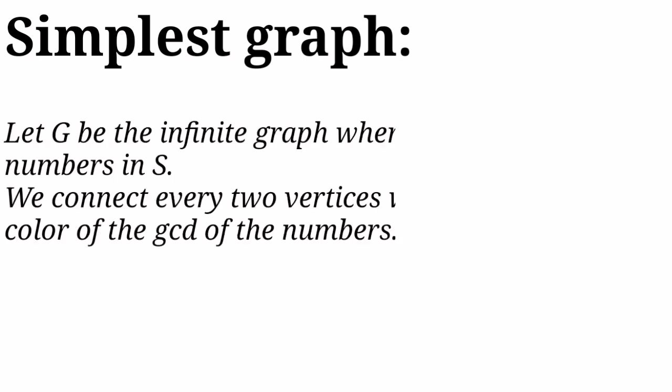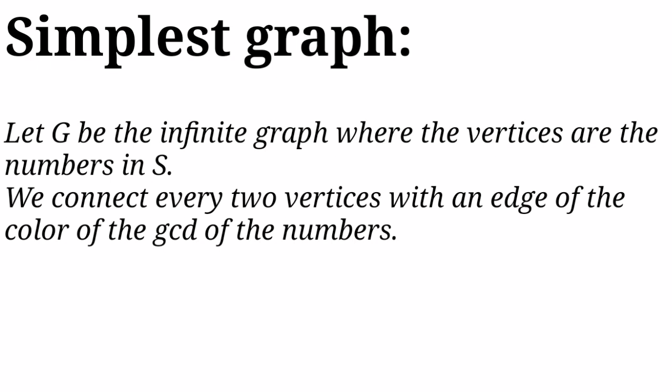The idea of the problem is actually thinking about the simplest graph you can make. So consider the following graph. The vertices of this graph are the numbers in S, so it's an infinite graph, and you color the edge between them with their GCD color. So it's a complete graph, and you color it with their GCD.